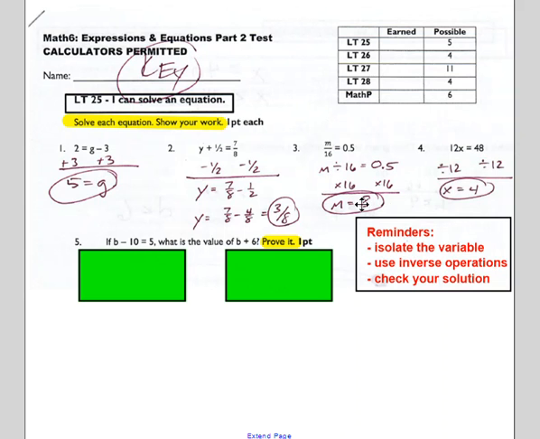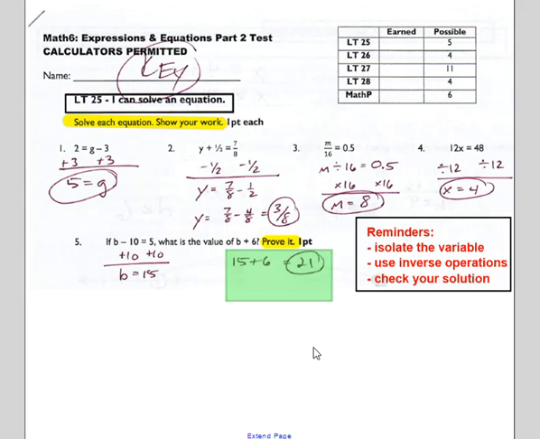Number 5 was the same kind of thinking, but taking it one step further. If b minus 10 is 5, let's do that first before we go on. Let's get rid of the minus 10, so add 10 to both sides. Now we've isolated our variable. We then plug it into the second part of the problem. What is the value of b plus 6? Well, we already know b is 15. So what is the value of 15 plus 6? 21. There's your solution. We had to prove it. Showing our work is good. Using words is good. Drawing pictures is good, as long as it supports your answer. Lots of ways to show that.